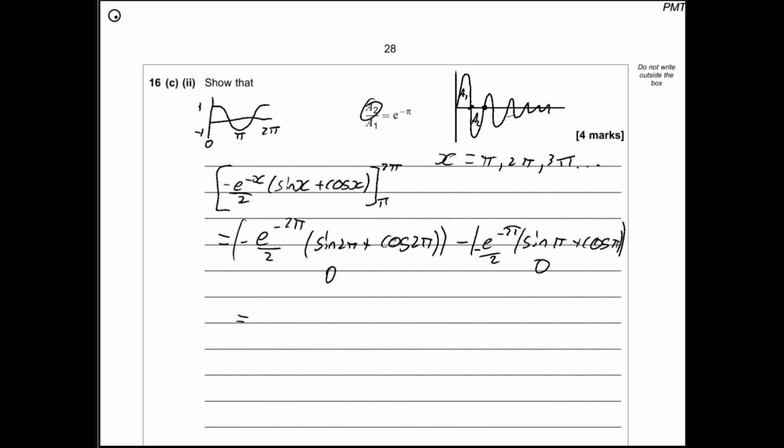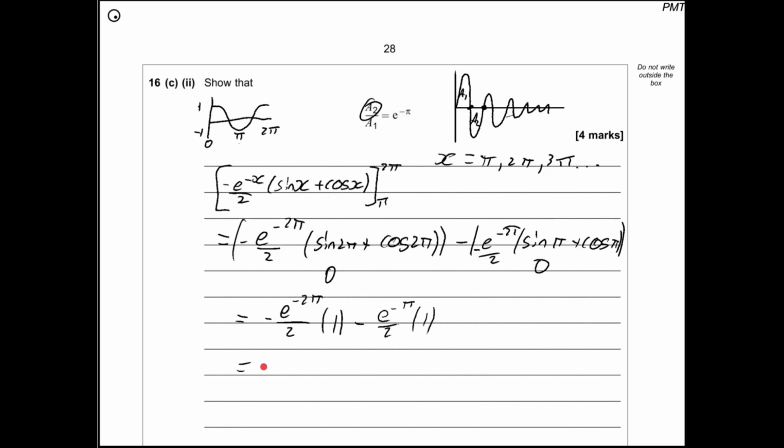So let's just start writing things down because I'm kind of waffling a little bit too long here. e minus e to the minus 2 pi over 2 times cos 2 pi, which is 1, minus, remember that these minuses are going to cancel out. Just going to get minus e to the minus pi over 2 times 1 again.